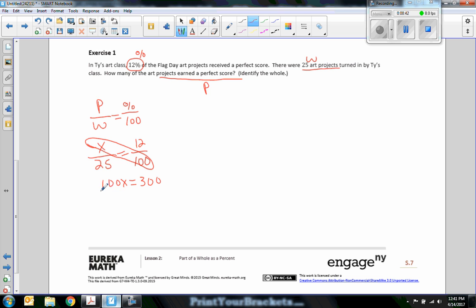Okay. And to solve this, I need to divide by 100. When I do to one side, I do to the other. 100 divided by 100 is 1. 1 times x is x. Zeros cancel, zeros cancel. So 300 divided by 100 is 3. How many of the projects earned a perfect score? 3 projects earned a perfect score. Okay?